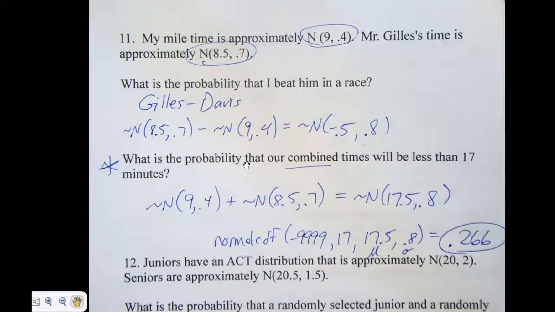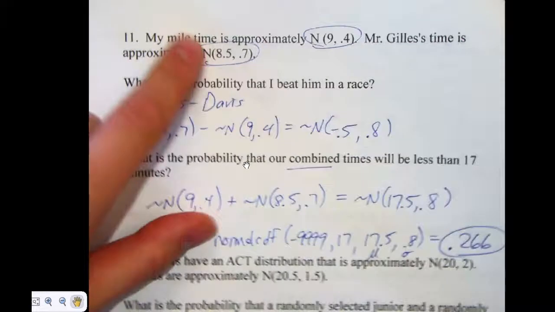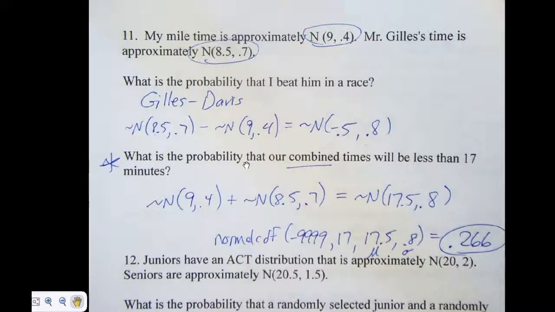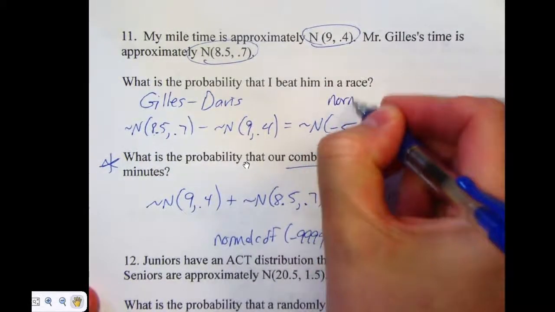Should I win the race more than half the time or less than half the time? I should win less because his average time is lower than mine. So I shouldn't win very often. Keep that in mind when you get your answer, because if you get an answer where I win more than half, you did it backwards. So I'm going to do normal CDF.